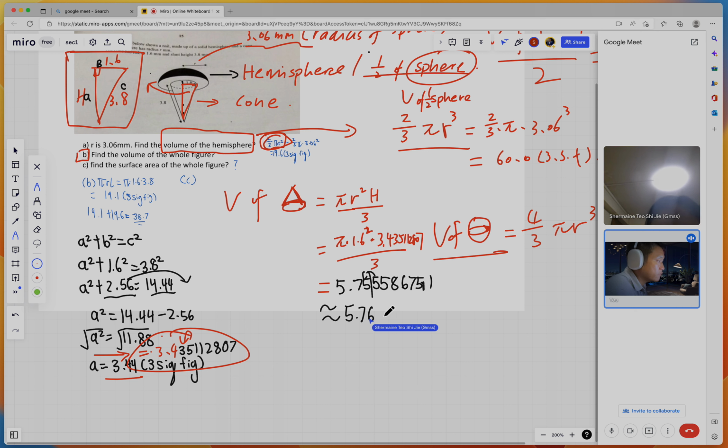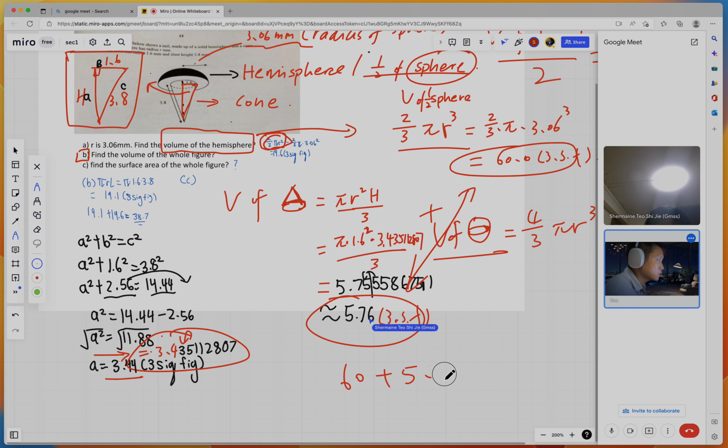Okay, if you want to save time, you don't have to write 3 significant figures, just write 3 SF to save a bit of time. So basically this is the volume of the cone, and this is the volume of the hemisphere. So the total is added up. It's 60 plus the 5.76, so it's 65.76. Is it clear? Okay, good.